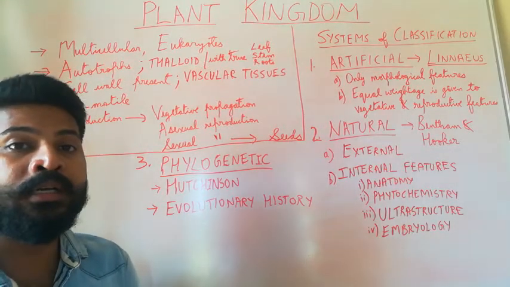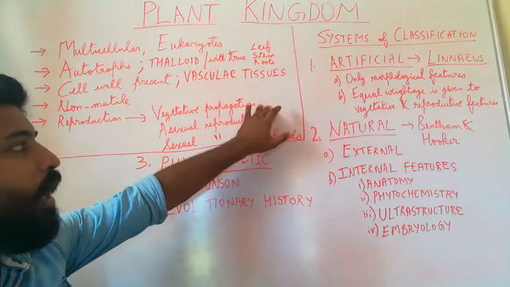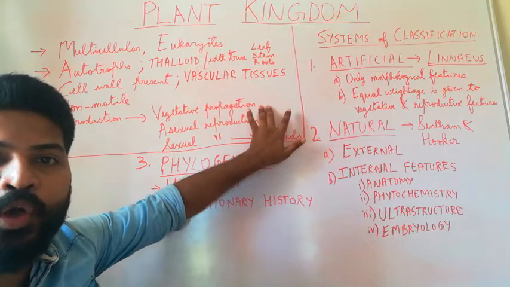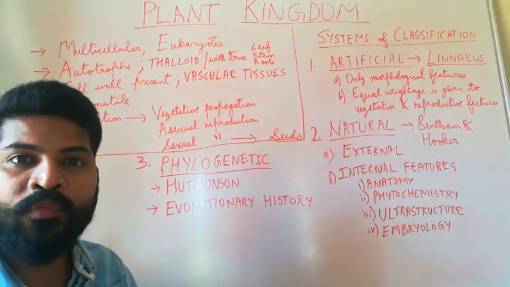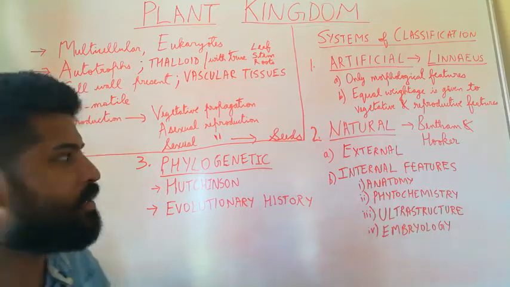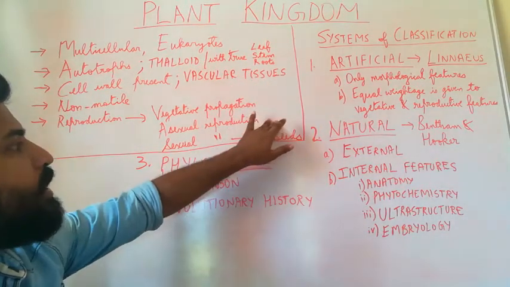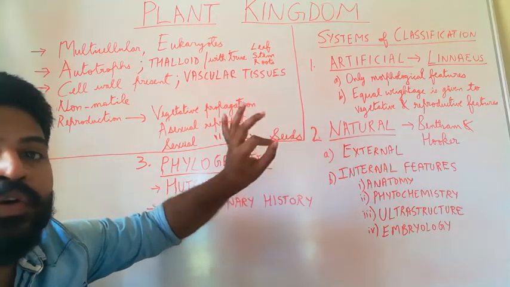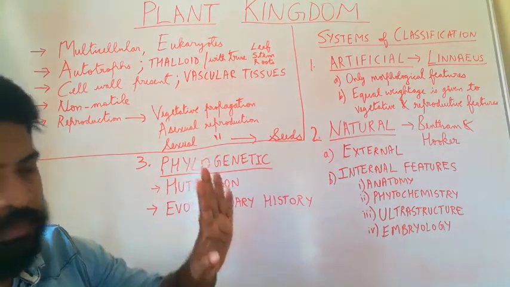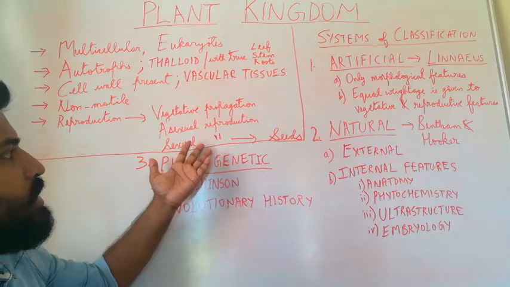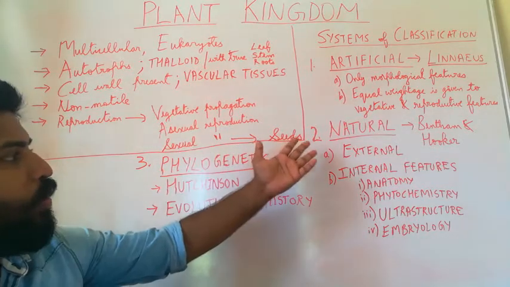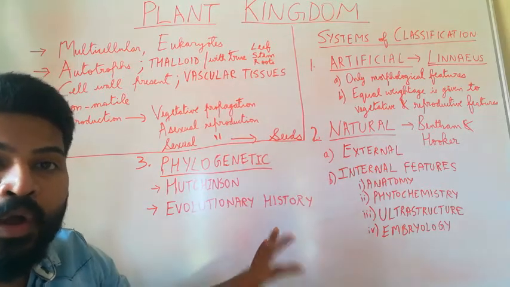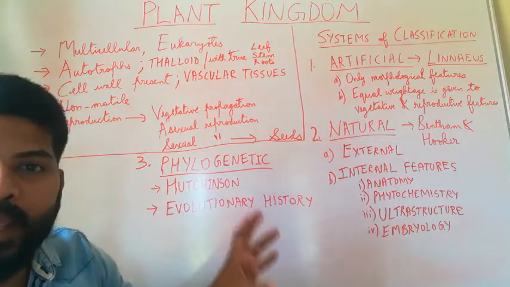And how do plants reproduce? They can reproduce either by vegetative propagation, you would have seen through the stem, leaf, root or any other vegetative part of the plant, a new plant arises. That is vegetative propagation. Asexual reproduction is through the formation of spores. The most common spore is a zoospore, which is motile. And of course, sexual reproduction is seen in plants. Sexual reproduction includes the formation of seeds. The seeds may be covered or the seeds may be naked.